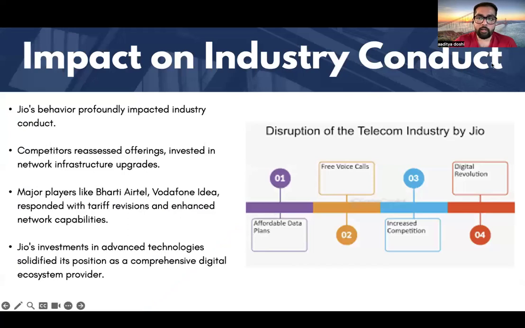The impact on industry competition and conduct. Jio's behavior profoundly impacted industry conduct. Competitors reassessed offerings and invested in network infrastructure upgrades. Major players like Bharti Airtel and Vodafone Idea responded with tariff revisions and enhanced network capabilities to compete with Jio. Jio's investment in advanced technologies solidified its position as a comprehensive digital ecosystem provider.